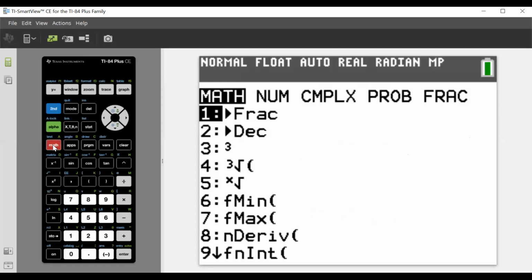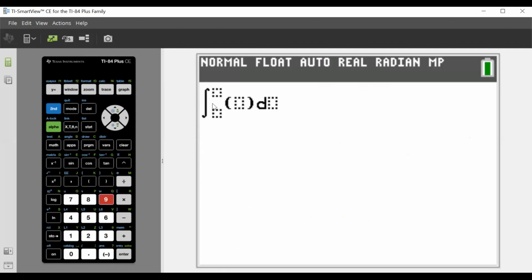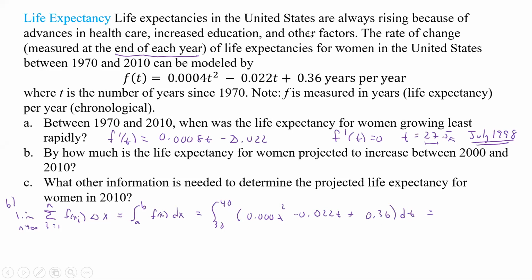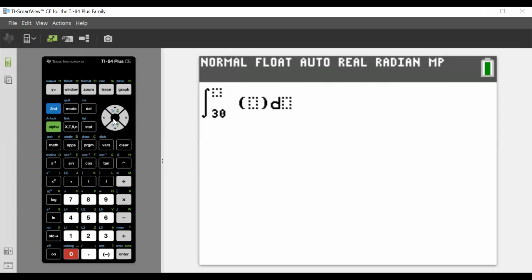You go to math, and then we're doing the function integral, okay? And so that's number 9. And now it looks like what we just typed in over here. If we go back over here, we did the integral from 30 to 40 of our function. So let's do that. So we went from 30 to 40, and now we type in our integral. And now we have to convert it to x's, so that's okay.